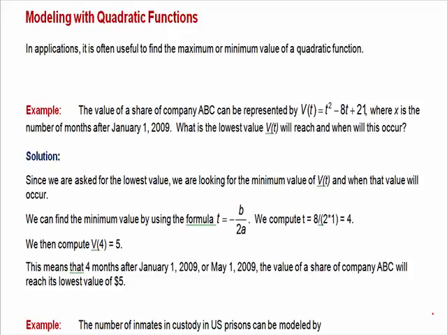Now, to find the y coordinate, or the V of t value, I substitute 4 into the function. So I'd be doing 4 squared minus 8 times 4 plus 21. And when I do that, I end up getting 5. So now what I know is V of 4 equals 5.